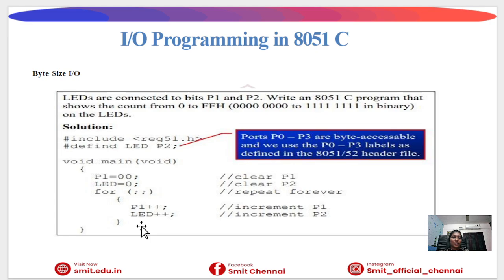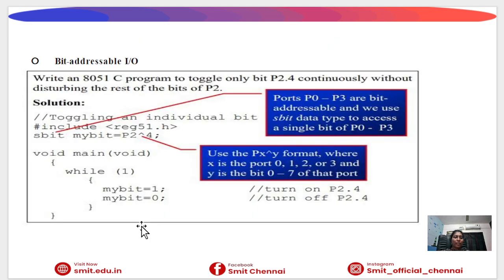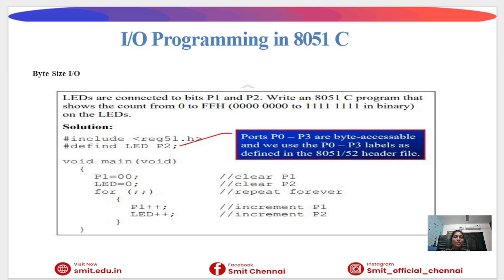Then comes bit addressable and byte addressable. This is the byte size input output. Ports P0 and P3 are byte accessible, and the P0 to P3 labels are defined in the 8051 header file. This is the header file, reg51.h, with define LED P2. So we have to blink the LED on P2. Here LED is equal to 0, then we increment the value, and the LED blinks according to the P2 value.